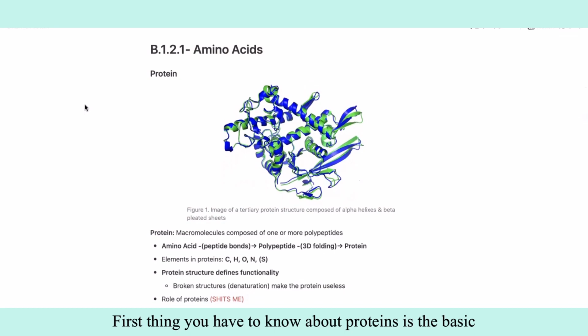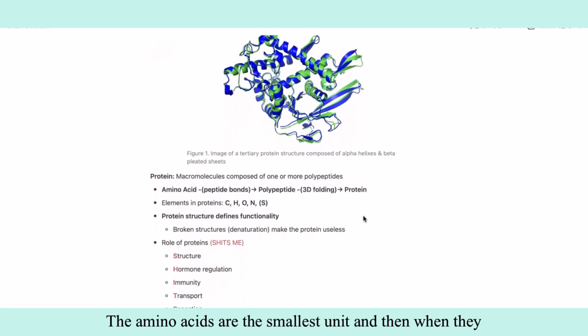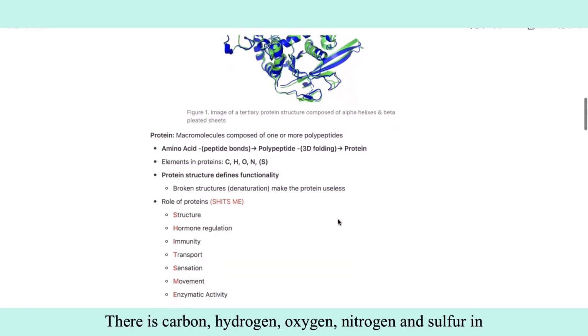First thing you have to know about proteins is the basic building blocks of proteins, which is amino acids. First of all, a protein is a macromolecule composed of one or more polypeptides. The amino acids are the smallest unit, and when they combine through bonding, they become polypeptides, which combine as well to become protein. So protein is the most complex structure, then polypeptides, and then amino acids. There is carbon, hydrogen, oxygen, nitrogen, and sulfur in protein.